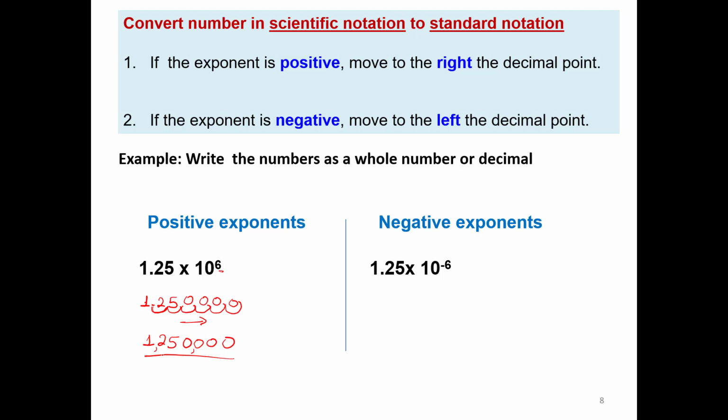Now, we have 1.25 × 10 to the power minus 6. And we know this number must be a small number because the exponent is negative and the number is written in scientific notation. Let me write this number here. 6 places to the left because the exponent is negative. Then 1, 2, 3, 4, 5, 6 here.